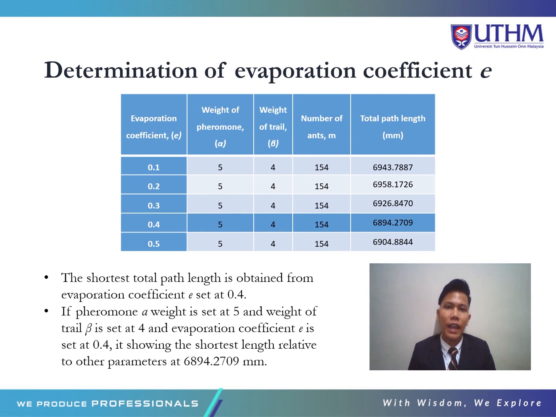So, the next parameter that we are studying is the evaporation coefficient. The evaporation coefficient range that we use is from 0.1 to 0.5, and the weight of pheromone, weight of trail, and number of N are constant. This study showed that the best tool path length is at evaporation coefficient 0.4, which is 6894.2709.